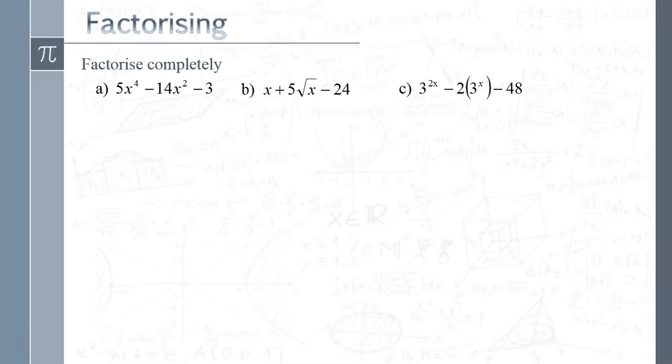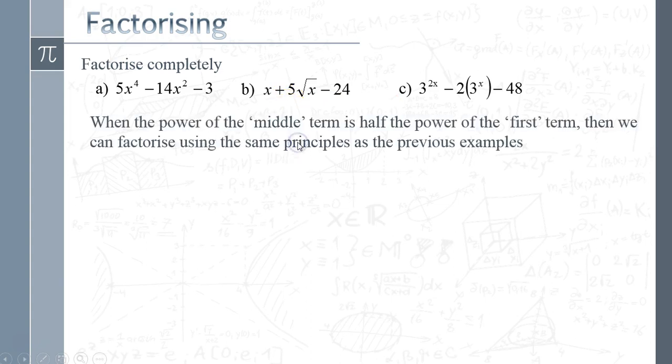So here we go. We've got three completely different looking expressions here. This one is a power 4. Here we've got x that contains some square roots, and this one we've got something using power law, so we've got 3 to the power 2x, 3 to the power x. But the key with all of these, the similarity that they've got, is that the power of the middle term is always half the power of the one in front.